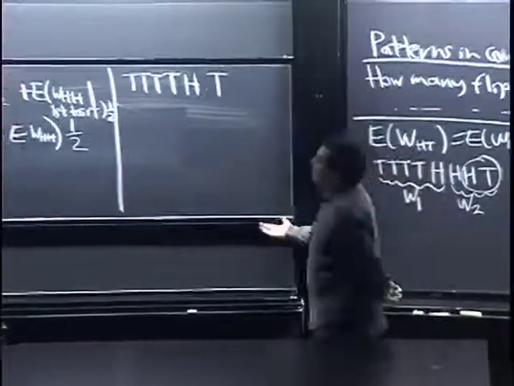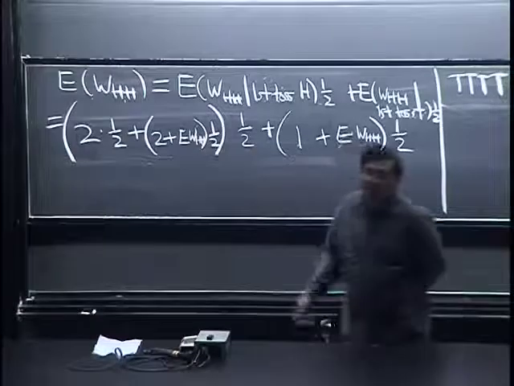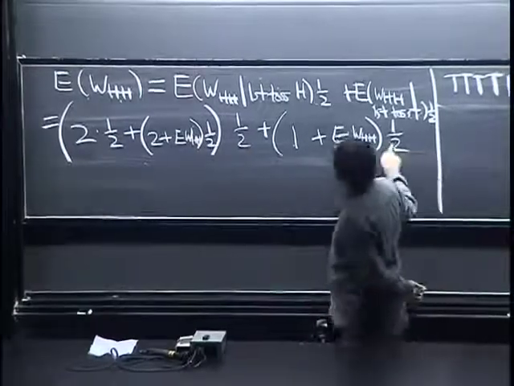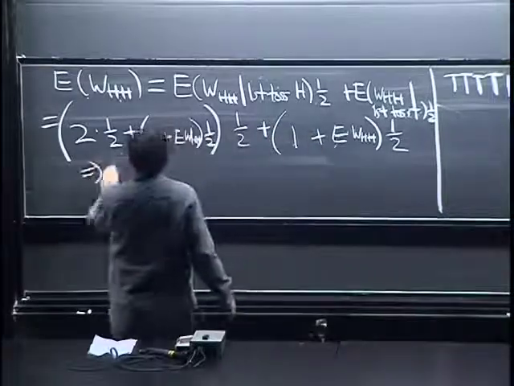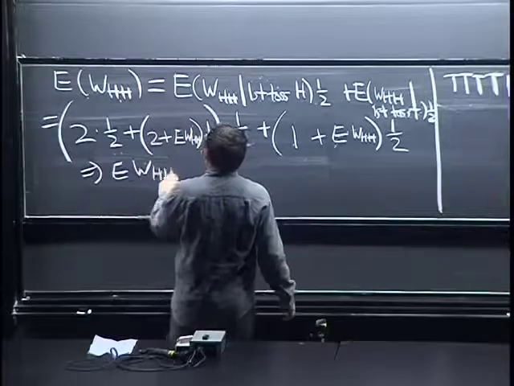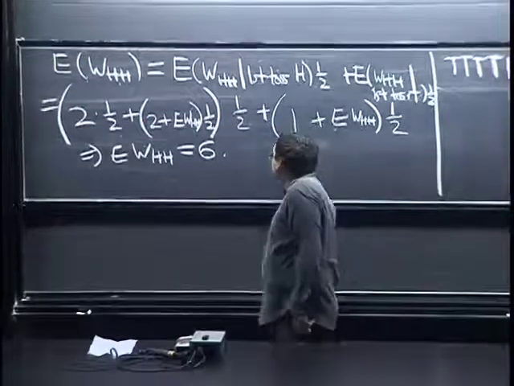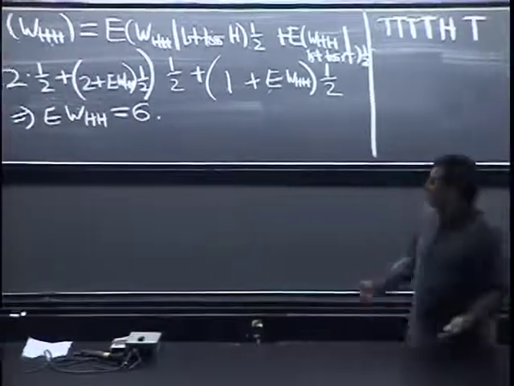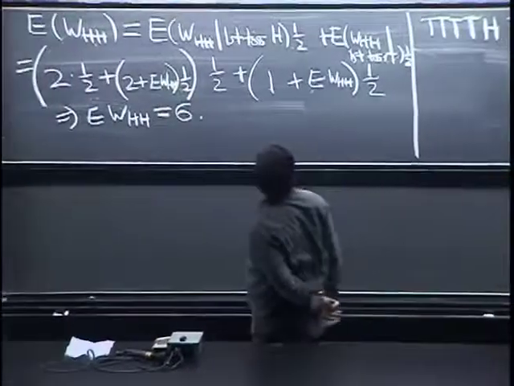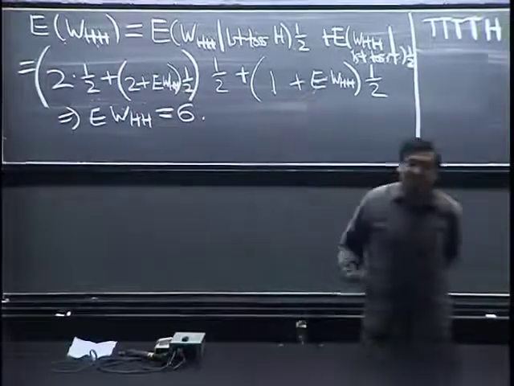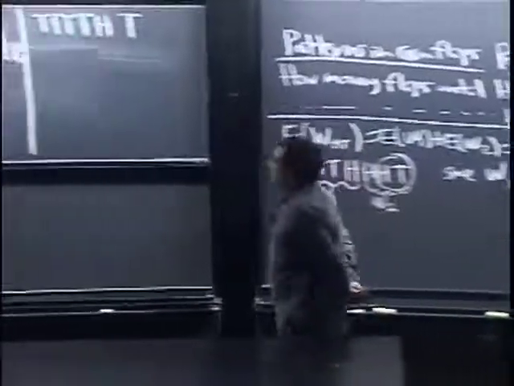All right, so now we have an equation for E of WHH in terms of itself. So just multiply the 2 times 1/2 is 1, move things around, and you get that the expected value is 6. Which you can also check just by plugging in 6 here. This is 5/2 plus 7/2 is 12/2 is 6. So that works. All right. Okay. So that seems a little strange.